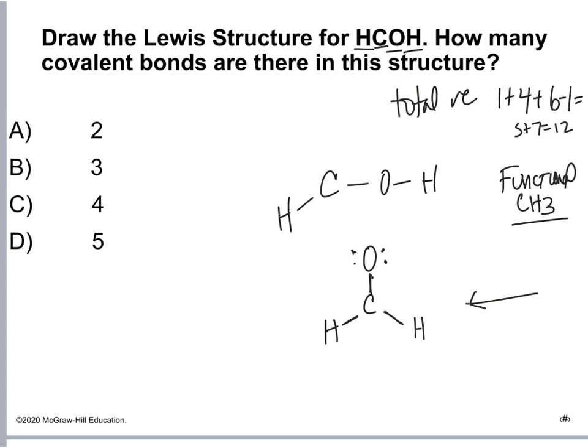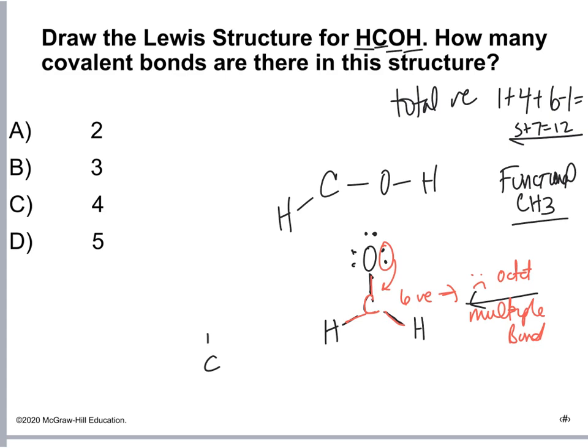7, 8, 9, 10, 11, 12. So here we have our 12 valence electrons, we have our connectivity. And the problem with this is carbon only has 1, 2, 3, 4, 5, 6 valence electrons. That is not an octet. Okay, so then we can take this pair and make a multiple bond. So if we do that, we want to redraw.